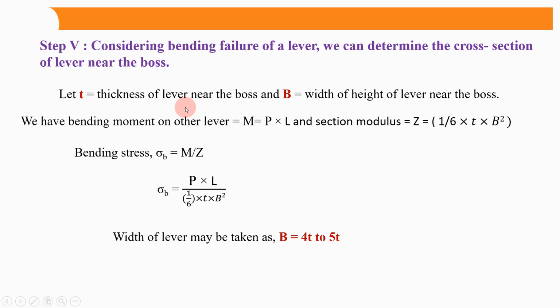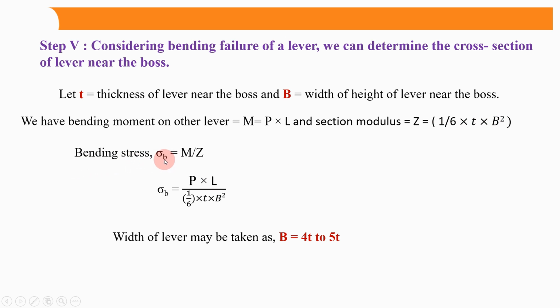Now please see, guys, step number 5: considering the bending failure of a lever, we can determine the cross section of the lever near the boss. Let T be the thickness of lever near the boss, and capital B the width or height of lever near the boss. We have bending moment on the lever, that is M is equal to P into L, and section modulus Z is equal to 1 by 6 into T into B square.